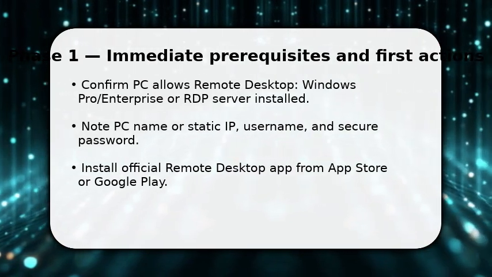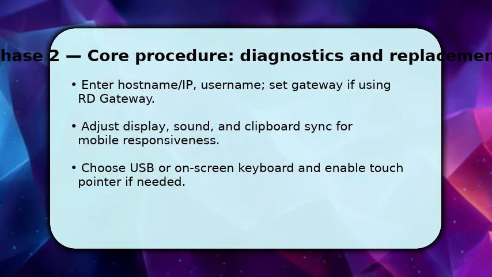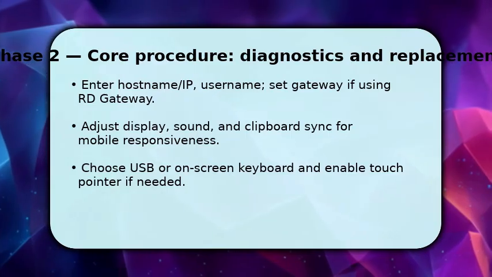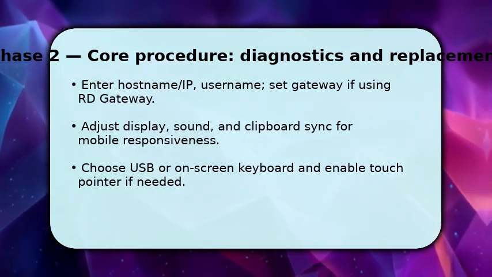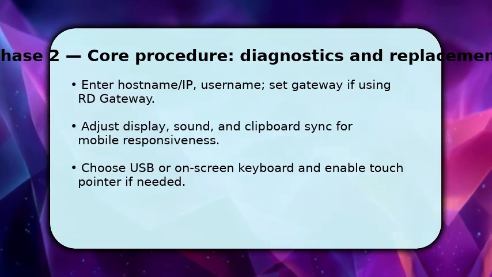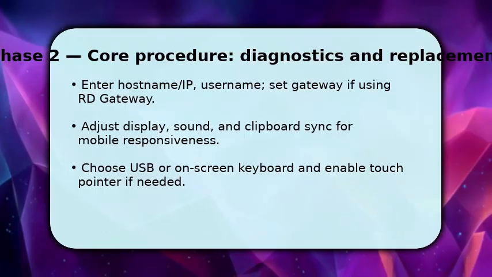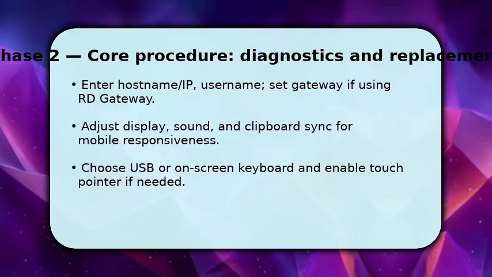You now configure the connection details in the app, paste the hostname or IP, and confirm the username. If your PC is behind a gateway, add the RD gateway settings. Then tune session options, reduce resolution, and disable background effects to improve responsiveness over mobile networks. Make sure clipboard sync and file transfer are enabled if you need them.